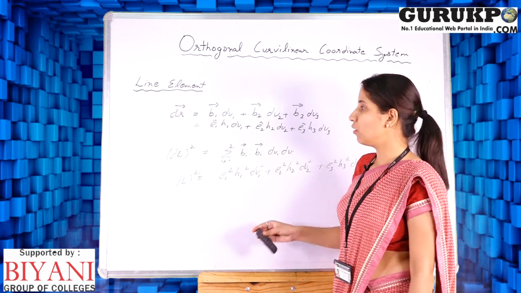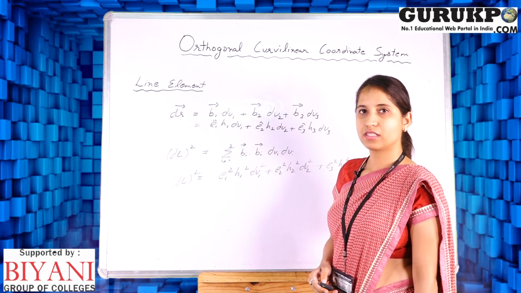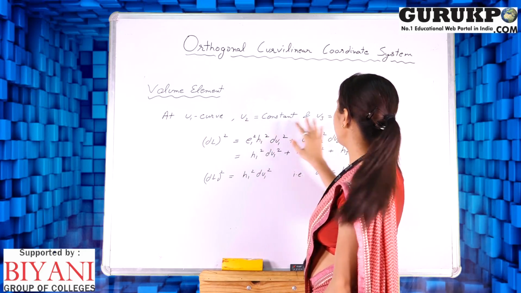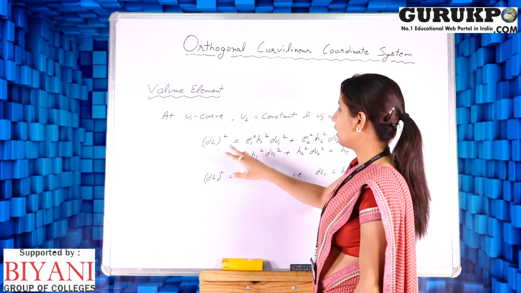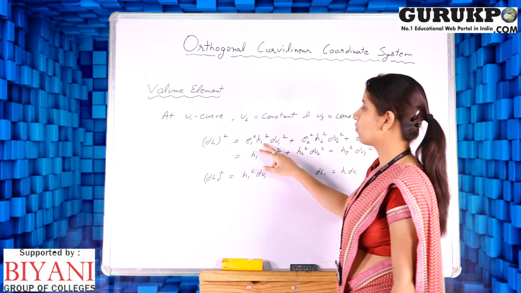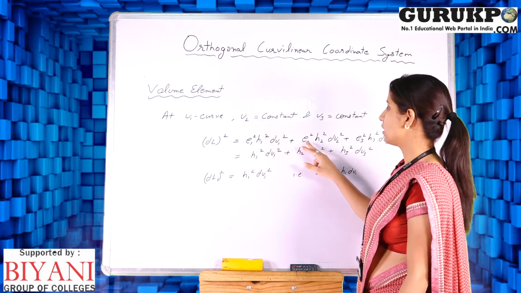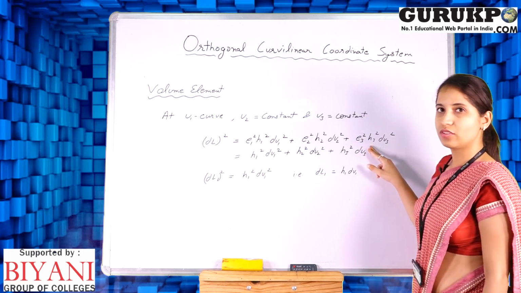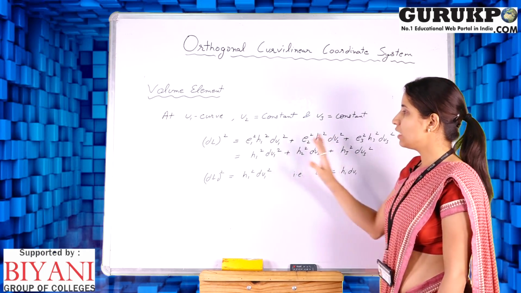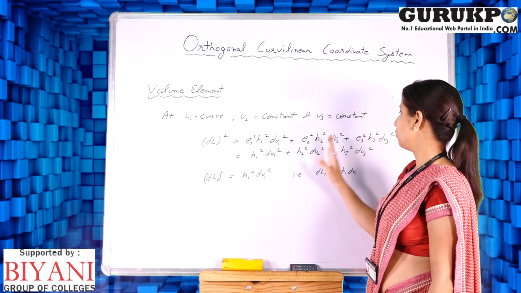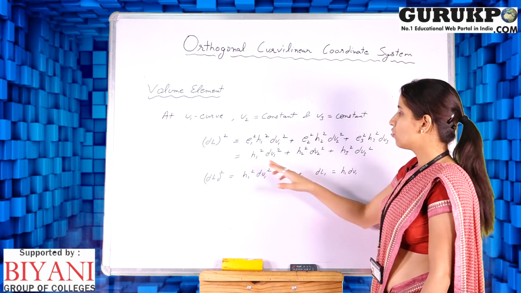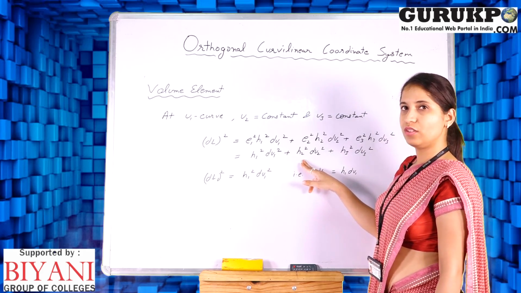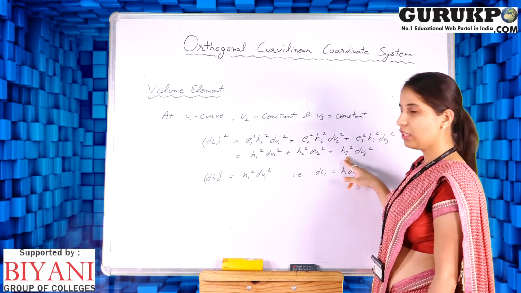Now we will study the volume element and then the surface element. Let's see the volume element. On the U1 curve, U2 and U3 will be constant, and dl square, as we have seen, is E1 square h1 square du1 square plus E2 square h2 square du2 square plus E3 square h3 square du3 square. As we know, E1 dot E1, E2 dot E2 and E3 dot E3 are 1, so it becomes h1 square du1 square plus h2 square du2 square plus h3 square du3 square.